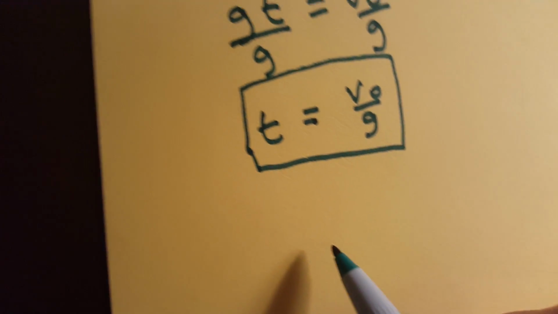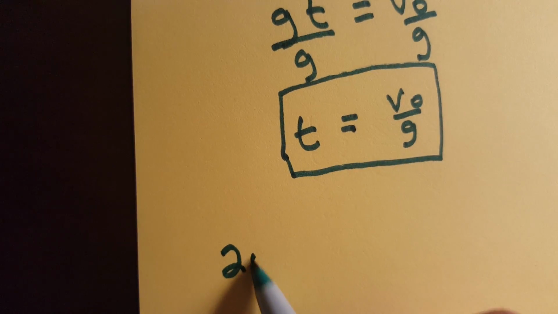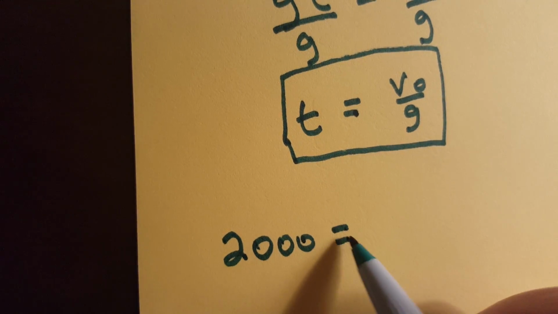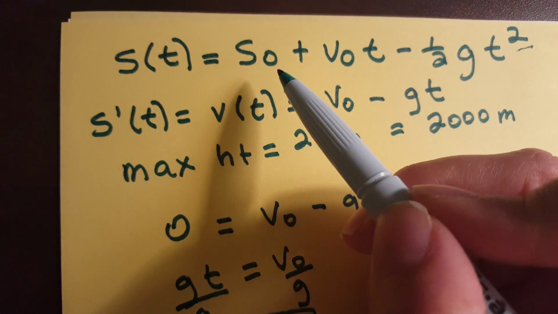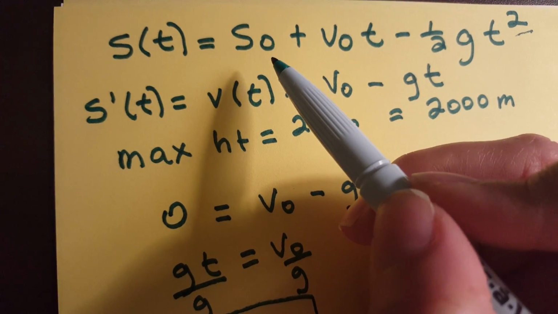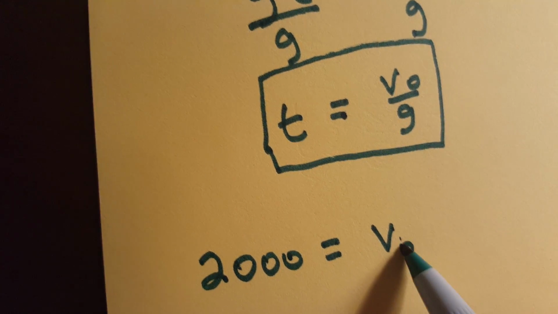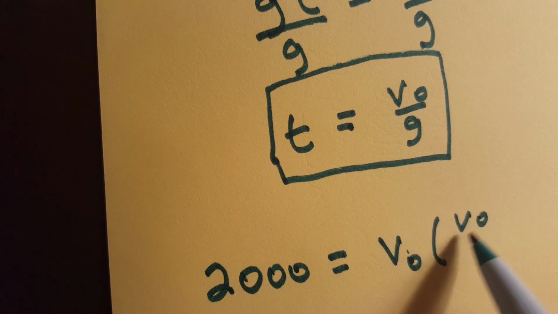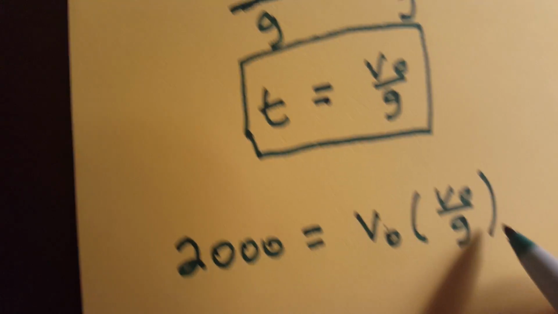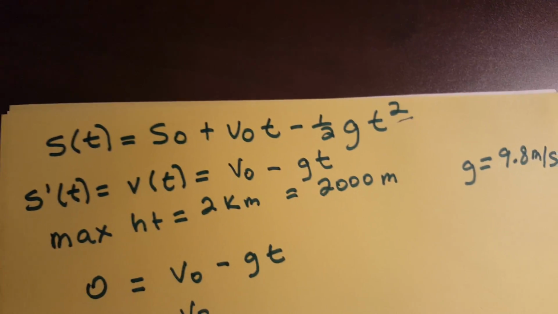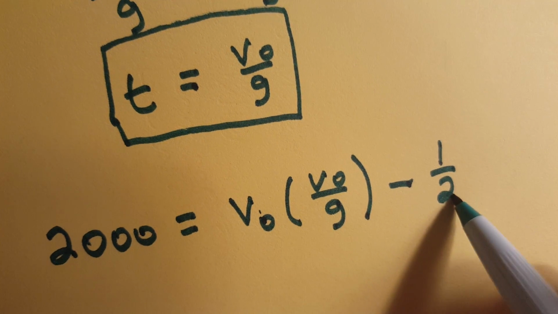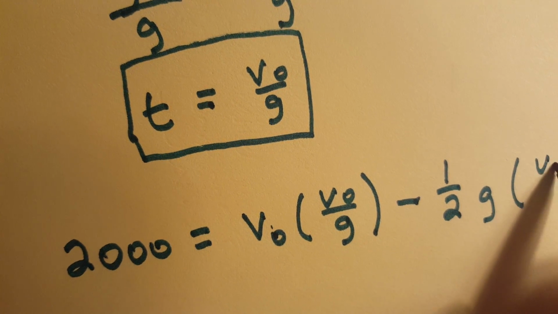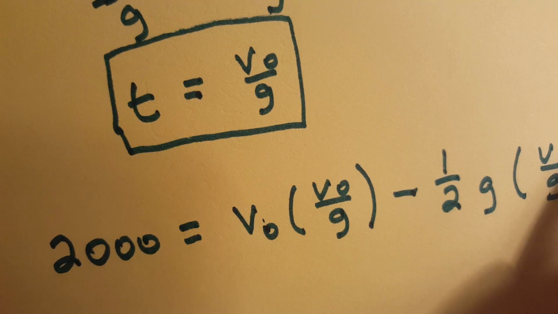So max height occurs at a position of 2,000 meters. S sub 0, my initial position, since this came up from the ground level, is 0, so I don't need to plug in anything for that. And then I have v sub 0 times t, and this is my t. And then it's minus 1/2 g times t squared.